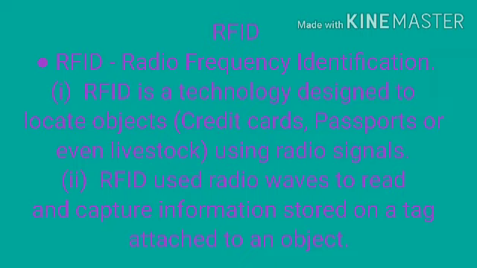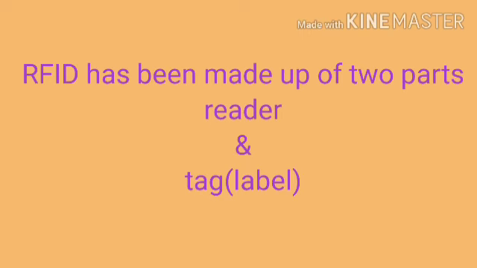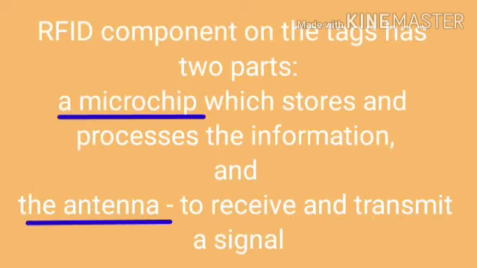RFID is made up of two parts. One is the reader, another one is the tag. Tag is otherwise called a label. RFID is a tiny radio transponder, a radio receiver and transmitter. The tag includes two parts: one is a microchip, another one is an antenna. Microchip is mainly used to store and process the information. Antenna is used to receive and transmit a signal.